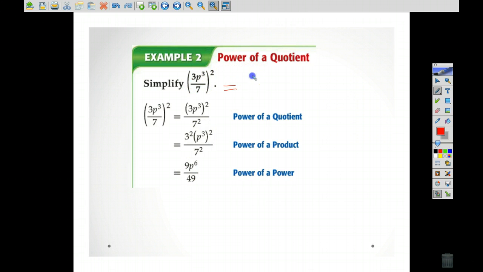3 to the 2nd power is 9. Then 3p cubed to the 2nd: power to a power makes it p to the 6th power.